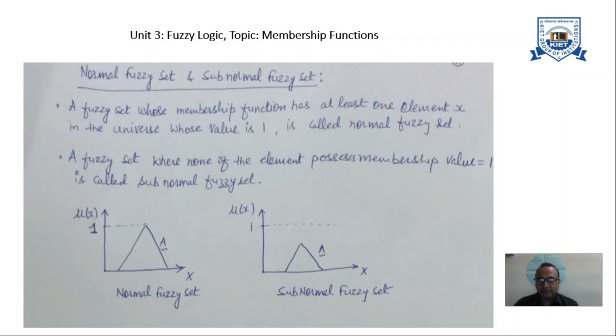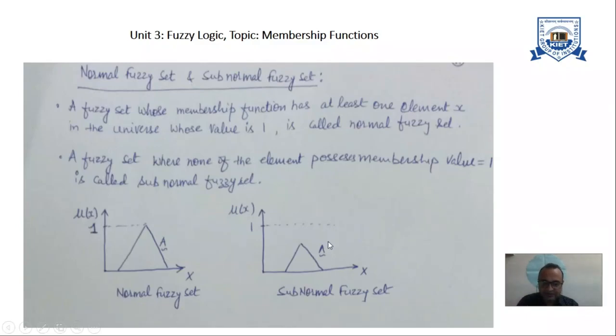So where we have such a fuzzy set in which some of the elements have a membership value of 1, that kind of fuzzy set is known as a normal fuzzy set. Here you can see that at this point, the membership value is 1. So we are saying that this fuzzy set A is a normal fuzzy set.